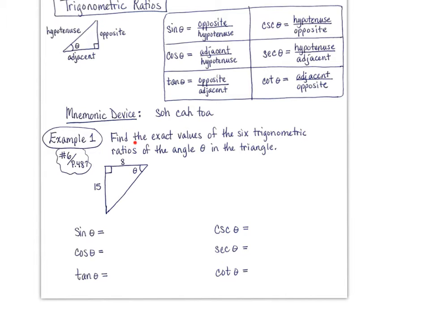Example 1. We want to find the exact values of the 6 trigonometric ratios of the angle theta in the triangle below. So here we have a right triangle. Theta is this angle. We have legs 8 and 15. How can we find this side? First of all, this side is our what? Hypotenuse. Very good. How do we find that? Yes, very good. The Pythagorean theorem.